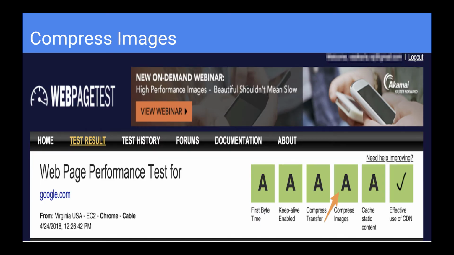Let's discuss the next grade, compressed images. WebPageTest specifically evaluates JPEG images by optimizing them and measuring the difference. A test is penalized if it contains images that can be reduced in size by configuring them to be progressive and degrading visual quality to 85%.